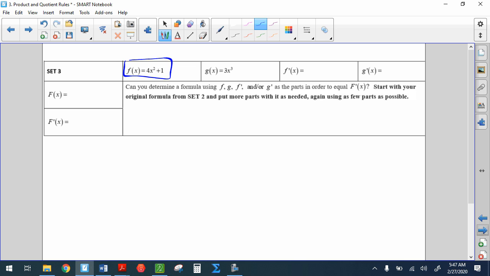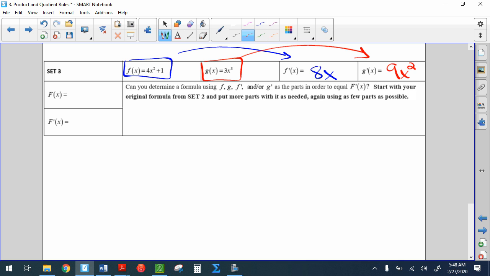So f of x is 4x squared plus 1. The derivative of that is going to be 8x. g of x is 3 times x to the third. So the derivative of that is going to be 9x squared.